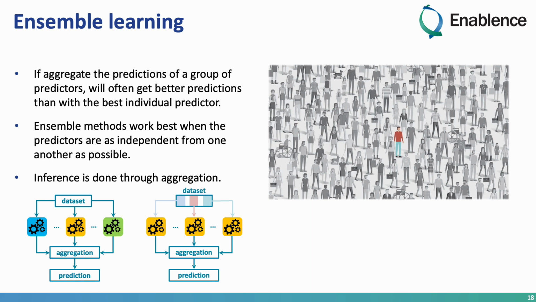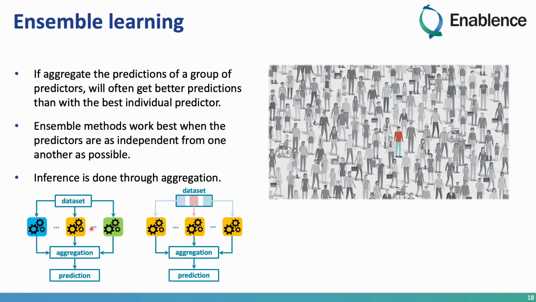Surprisingly, even if each predictor is a weak learner, barely better than random guessing, the ensemble can still be a strong predictor, provided there is a sufficient number of weak learners and that they're sufficiently diverse. So ensemble methods work best when the predictors are as independent from one another as possible. This increases the chance that they will make very different types of errors, improving the ensemble's accuracy. Now, inference of an ensemble is done by collecting the votes of the individual predictors in a process called aggregation.